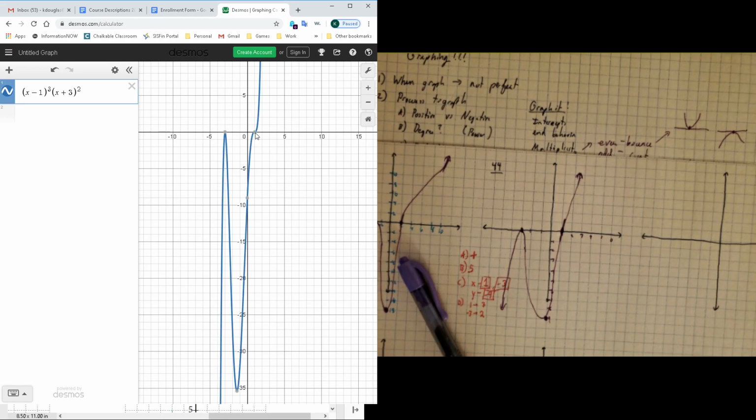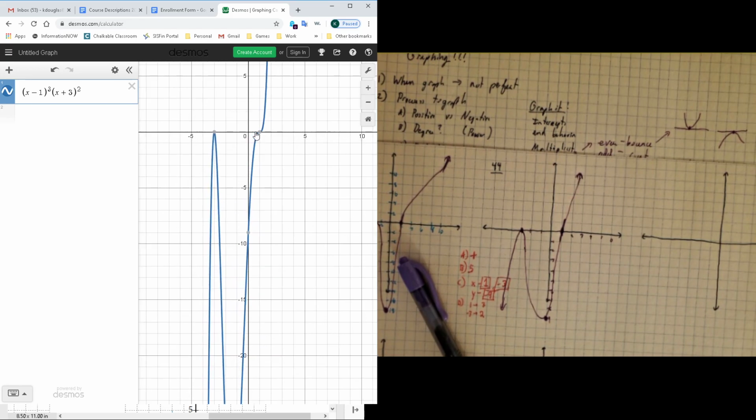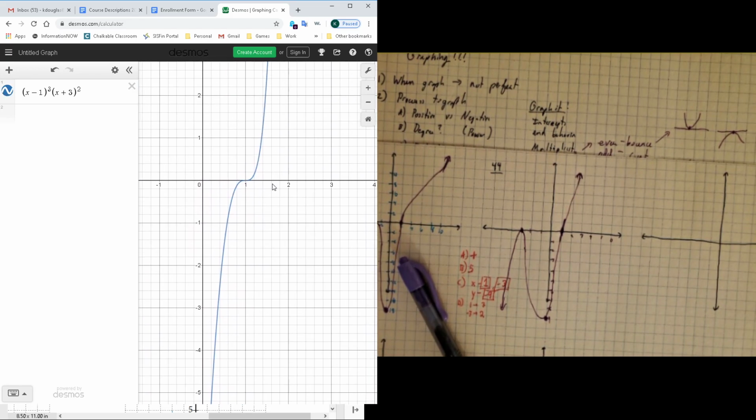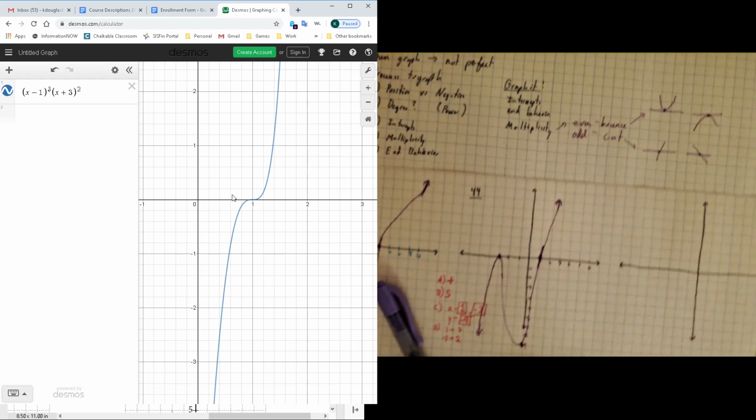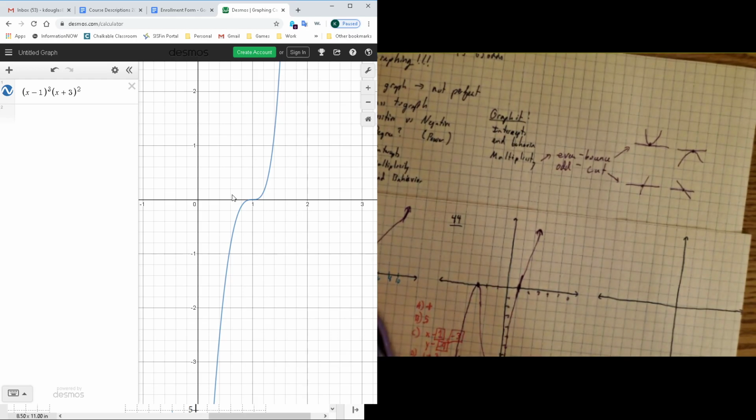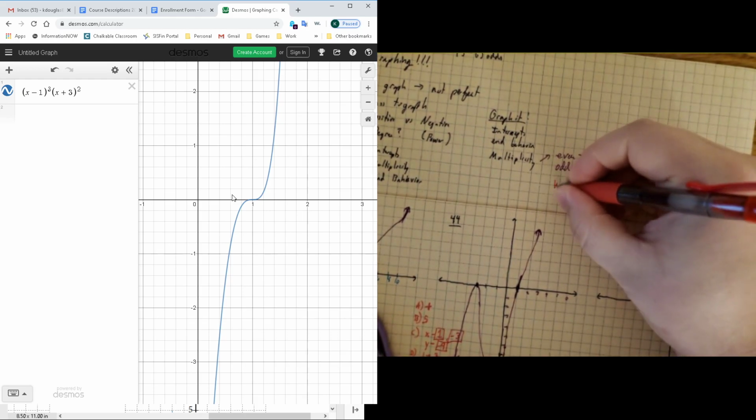Notice a cool thing happens right here, which is really important. Okay? Look at what happens at 1. Right here at 1, notice what it looks like. It looks like a cubic function. So what the multiplicity will tell you is not just whether it's a bounce or a cut, but what kind of function it looks like.